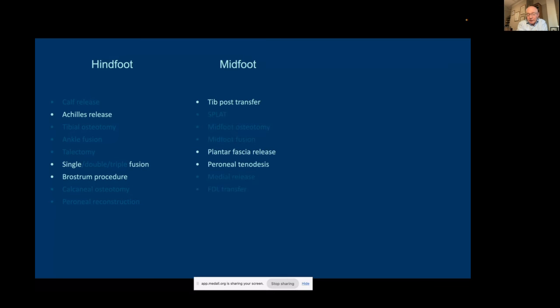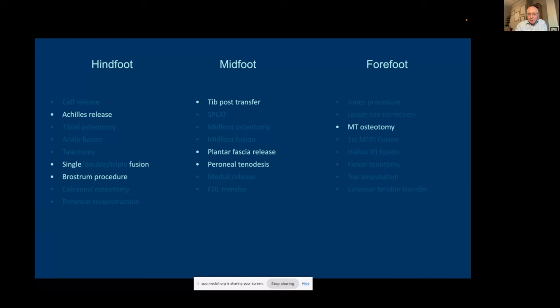It's very energy inefficient to walk with a foot drop when you're weak anyway, so a tib post transfer will help that. I did a plantar fascial release. I don't always do that. It just felt tight. And because she was young, and if we believe that the relative overactivity of peroneus longus causes this progressive deformity, so I did a peroneal tenodesis in her lateral hindfoot.